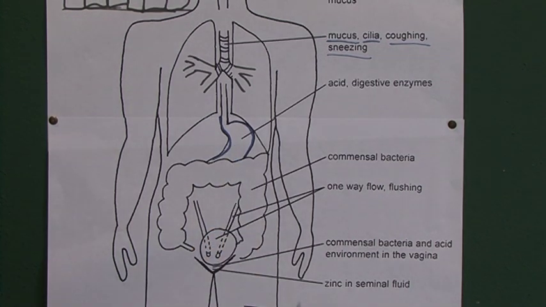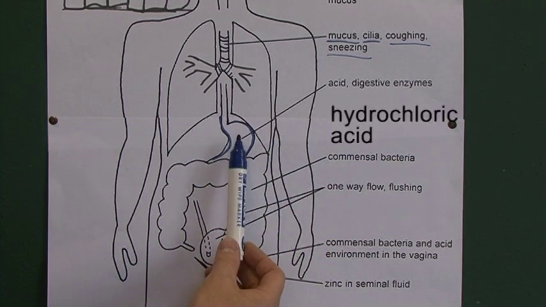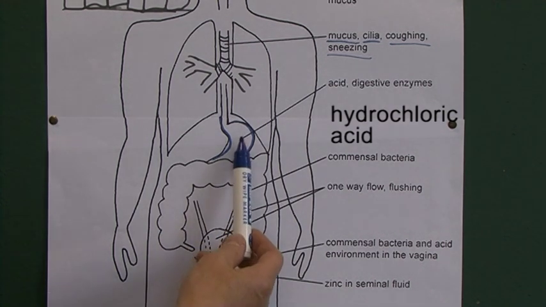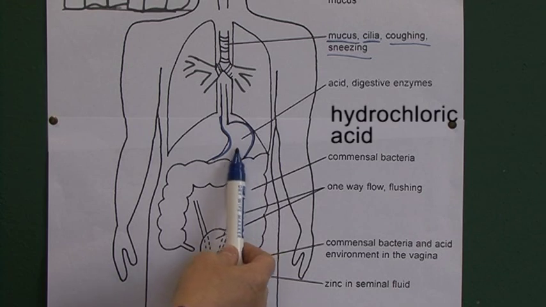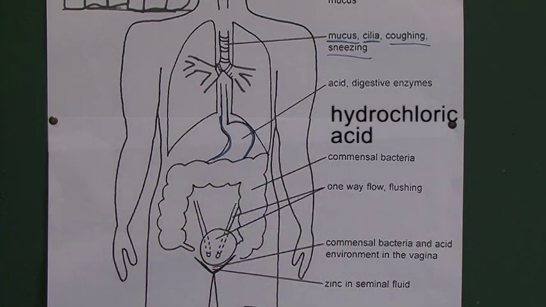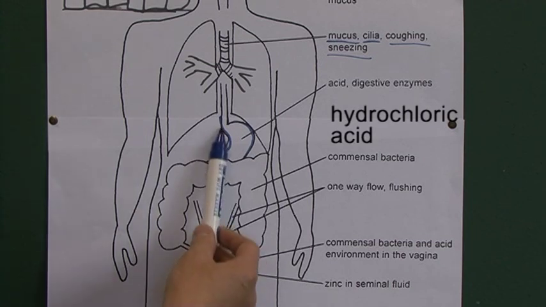So in the stomach there's hydrochloric acid, which has a very low pH, a very high acidity. It's a very acid, low pH chemical, hydrochloric acid. And there's also digestive enzymes. And the acid kills the bacteria, and the digestive enzymes will break the bacteria down as well, protecting the gastrointestinal tract from food poisoning.